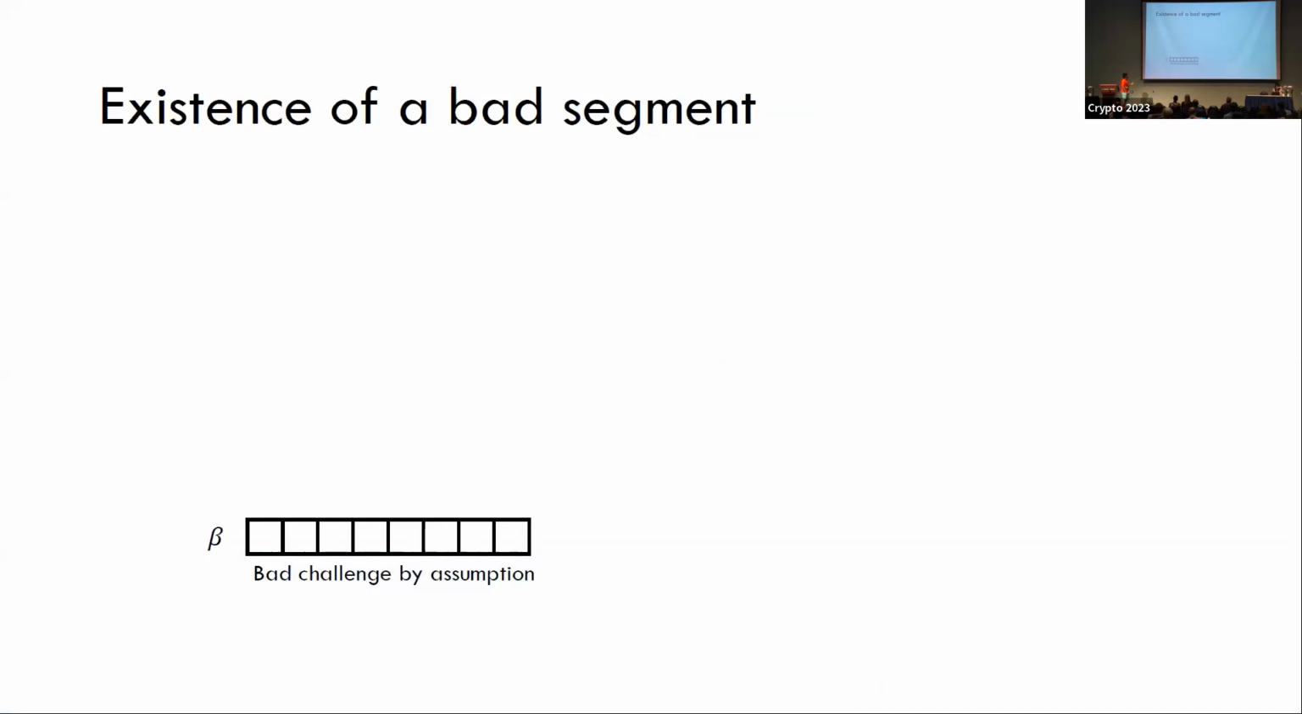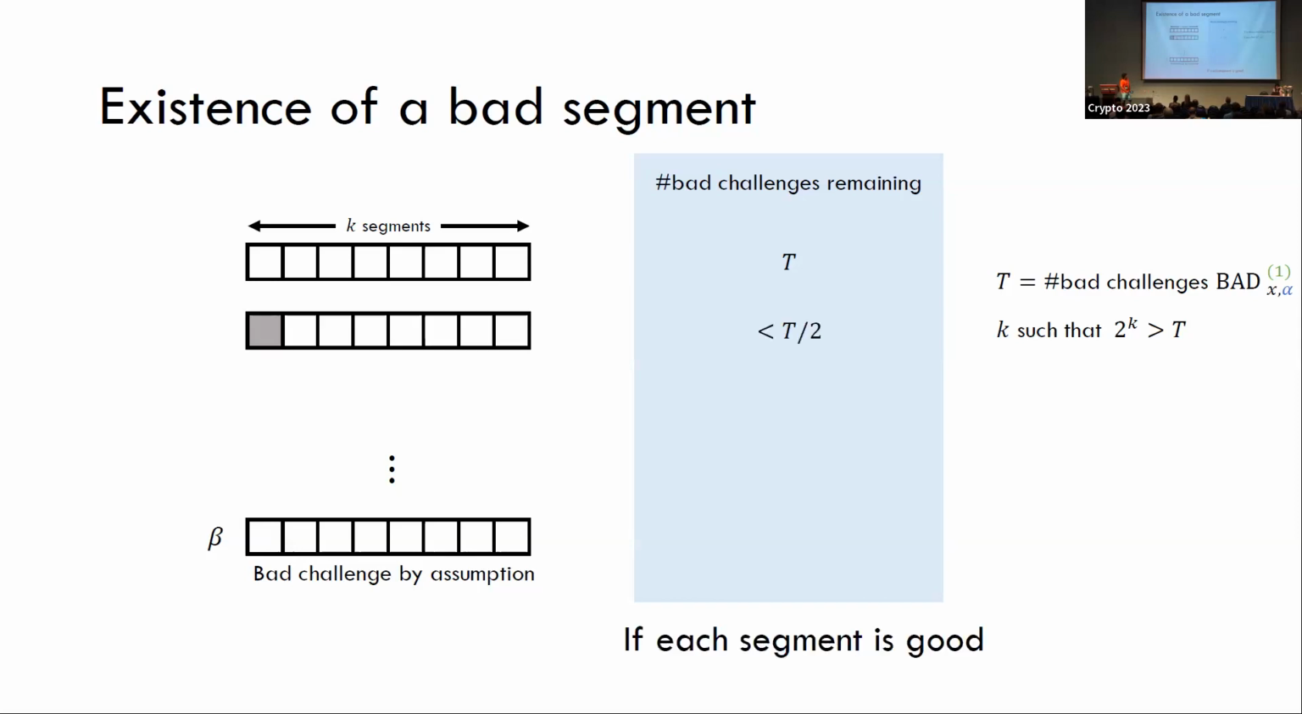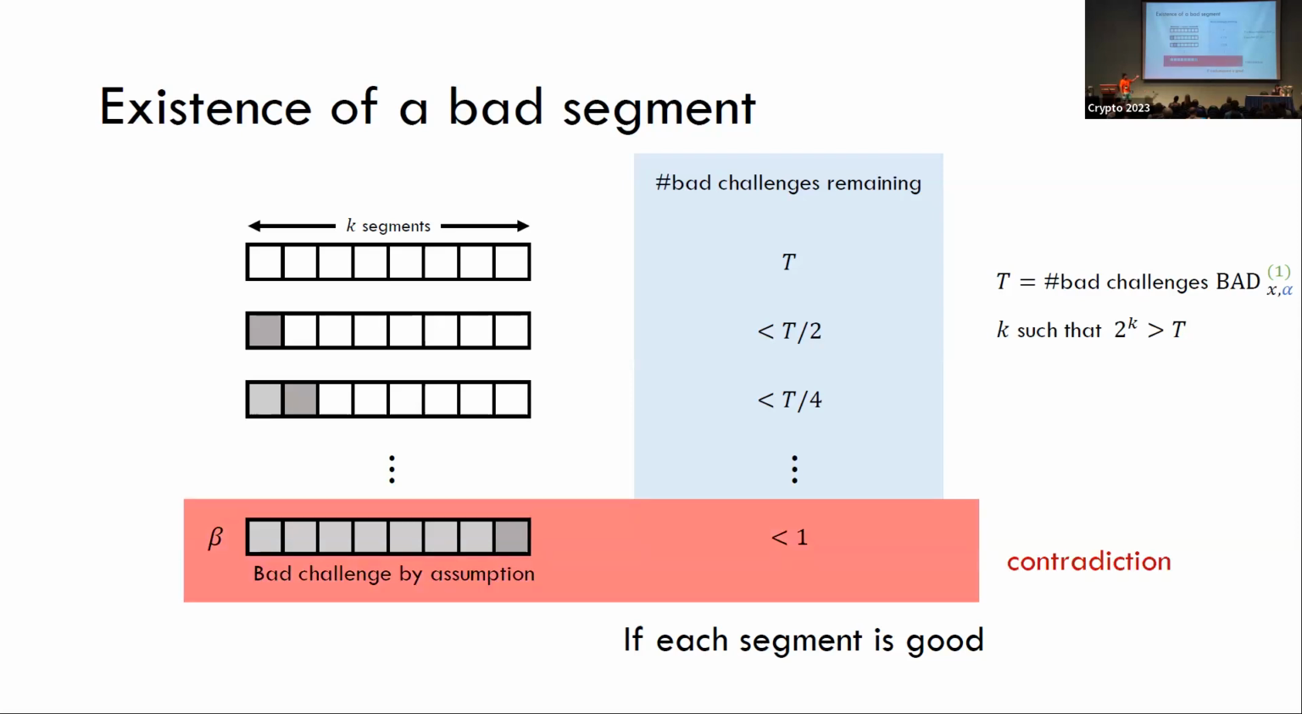And this is simply a matter of contradiction. Let's say I do want to generate a bad challenge. And let's say the number of segments that I pick is k, such that 2 to the k is larger than the total number of bad challenges. So when I start off with my challenge space, I have t bad challenges. If I pick a good segment, the number of bad challenges that remain is fewer than t by a factor of 2. If I do this again, it's fewer than t by a factor of 4. And after k steps, I'm left in the setting where I have fewer than 1 bad challenge. But this is a contradiction because I've assumed that I'm going to end up picking a bad challenge. So it must be the case that if I have to pick a bad challenge, at least one of the segments that I pick must be bad.